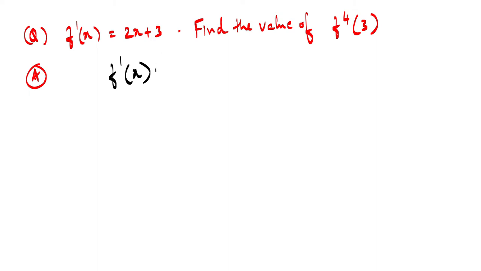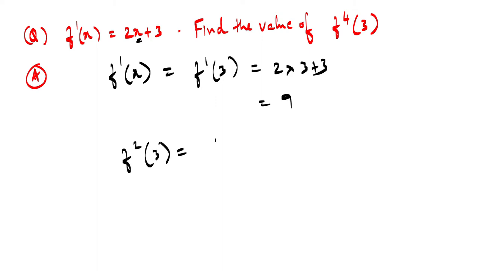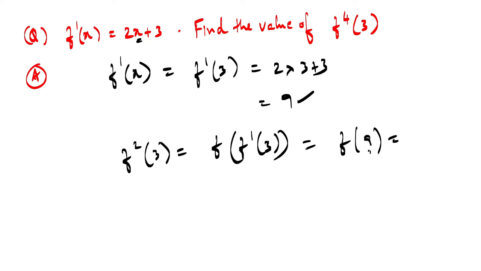So f1 of x, where x is equal to 3. So f1 of 3 is equal to, just substitute here, 2 into 3 plus 3, this is 9. Now, f2 of 3, what is f2 of 3? It is f of f1 of 3. In the previous slide we learned about this. So this is equal to f of 9, since f1 of 3 is 9. Just substitute 9 here: 2 into 9 is 18, 18 plus 3, this is equal to 21.